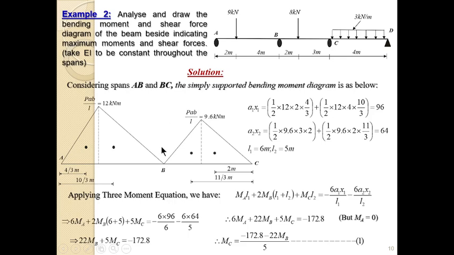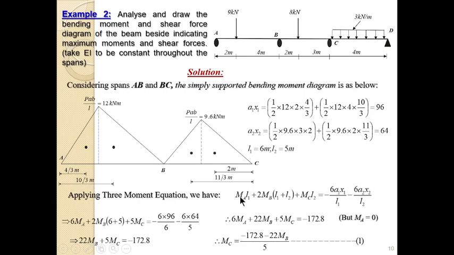So we go to this second part and do the same: A2, X2. If we do the same as we did to that one, we have the 64. Remember our L1 here is 6, our L2 is 5. So the final thing is to apply the 3-moment equation. We write the 3-moment equation, which is this equation, and then we substitute our variables.